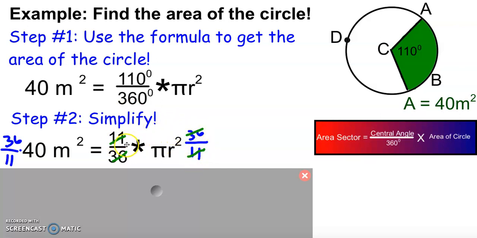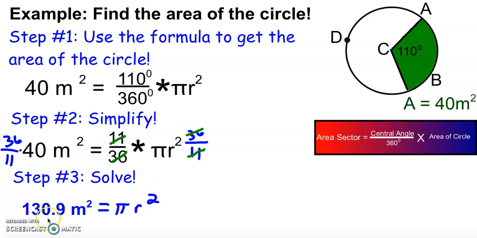That cancels the fraction, leaves me with the area of the circle on one side, and the area of the circle in this case then is going to be 130.9 meters squared. And area of a circle is this. So in this case, you're basically isolating to two variables, pi and r squared, but this whole part is the area of a circle. So what you're isolating in this type of problem is the area of a circle.